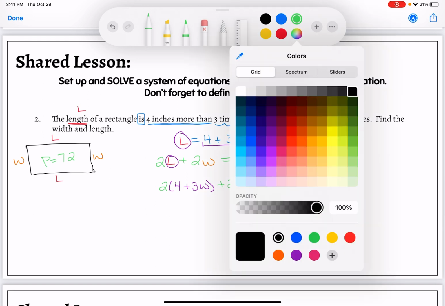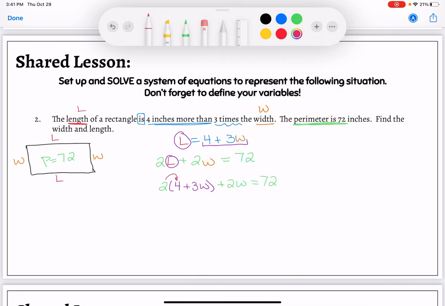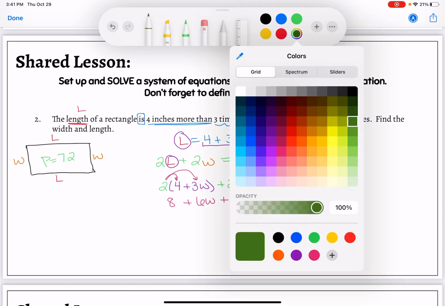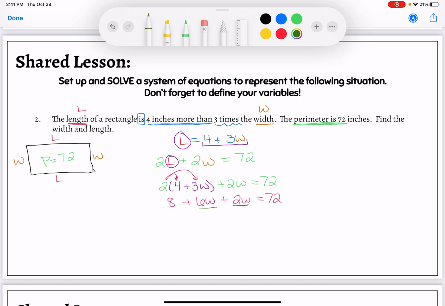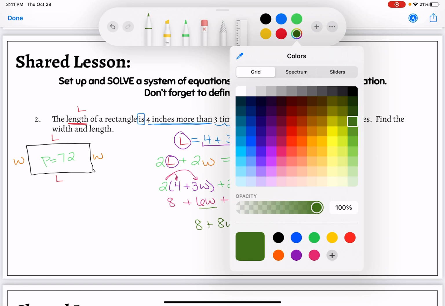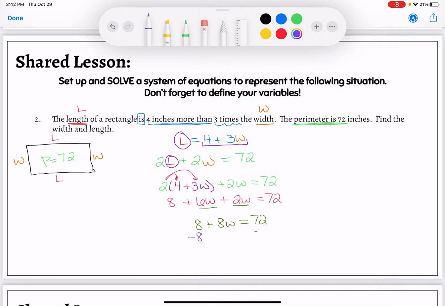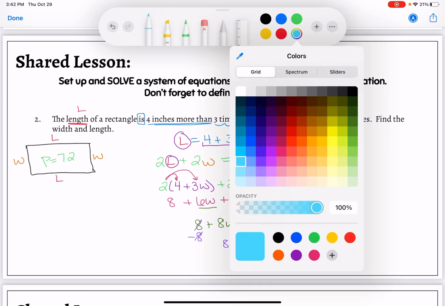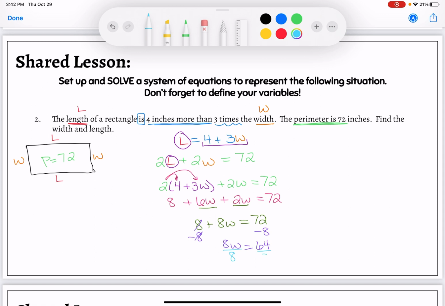All right, now I'm going to distribute. So I have 8 plus 6W plus 2W equals 72. I'm going to combine my like terms, so I have 8 plus 8W equals 72. Subtract 8 on both sides. I have 8W equals 64. And now I divide both sides by 8, and I get W equals 8.